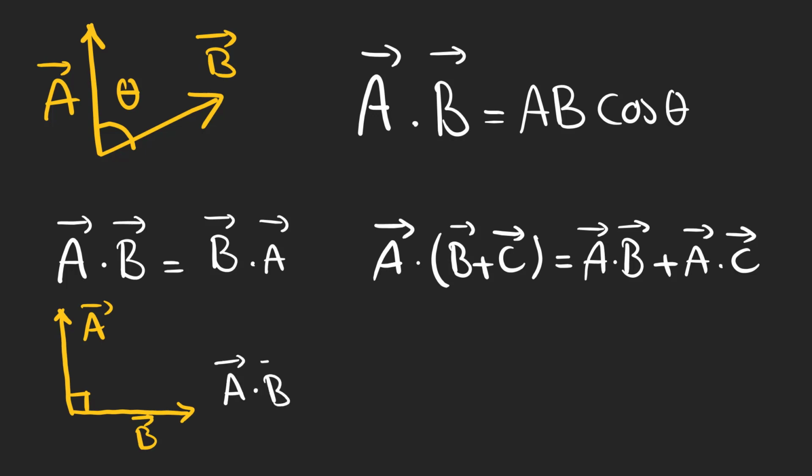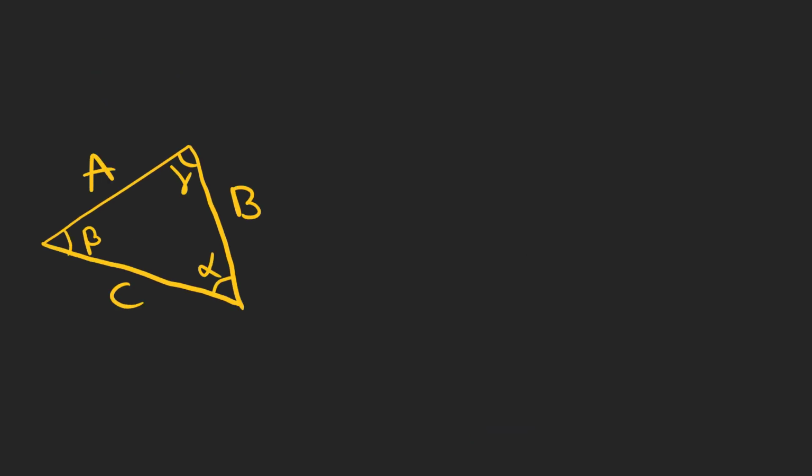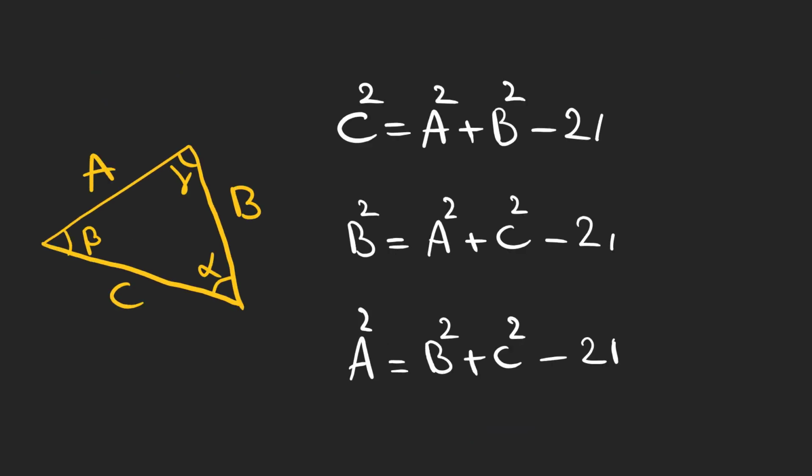As an example, if two vectors are perpendicular, the dot product is 0, or the dot product of a vector with itself equals its magnitude squared. Let's consider an example. What is the dot product of this vector by itself? As you can see, we get this result, which is known as the law of cosines. Based on this law, if we have a triangle, we can write these formulas.